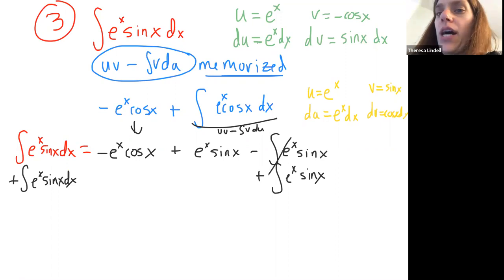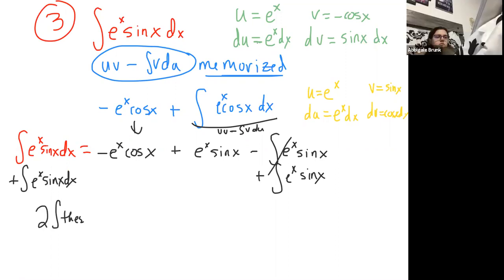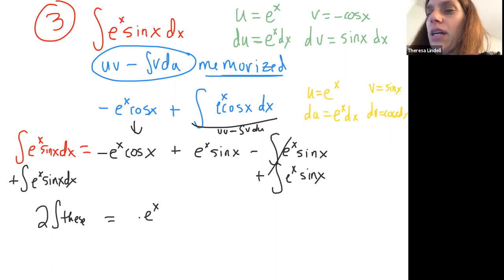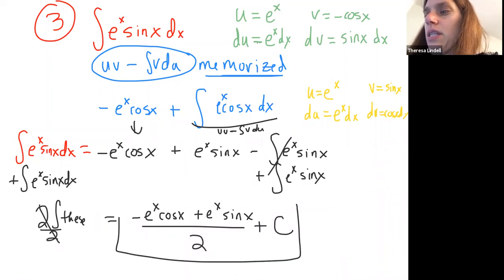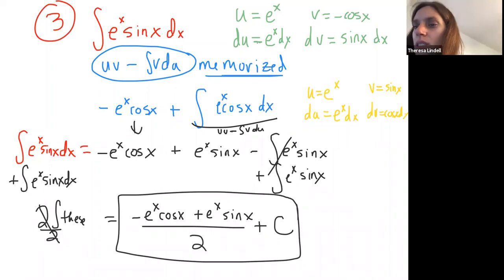So then you've got two of those. Just going to put two of these equals negative e to the x cosine x plus e to the x sine x. So then you divide by 2. And your final answer, don't forget your plus c. Some people just forgot their plus c.